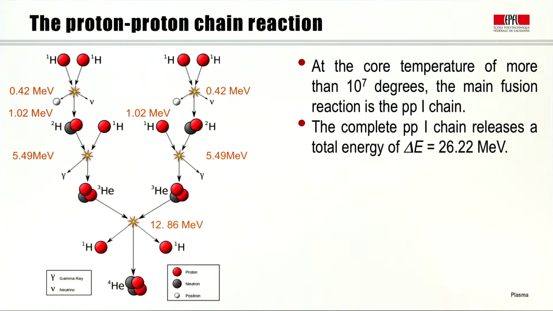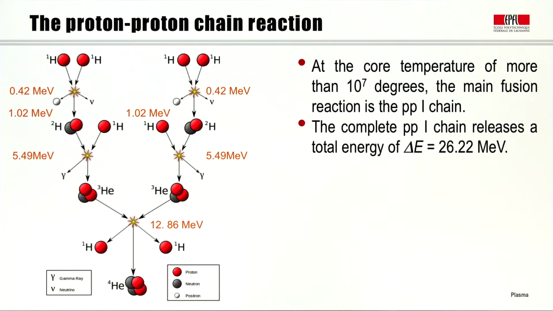The main fusion reaction in the core of the Sun is the pp1 chain, which is represented here in this schematic diagram. The nuclear reaction proceeds in several steps, and the net result is the conversion of 4 protons into a helium nucleus, which is made of 2 neutrons and 2 protons. The reaction also produces neutrinos, which escape, carrying away part of the energy, and 2 positrons.